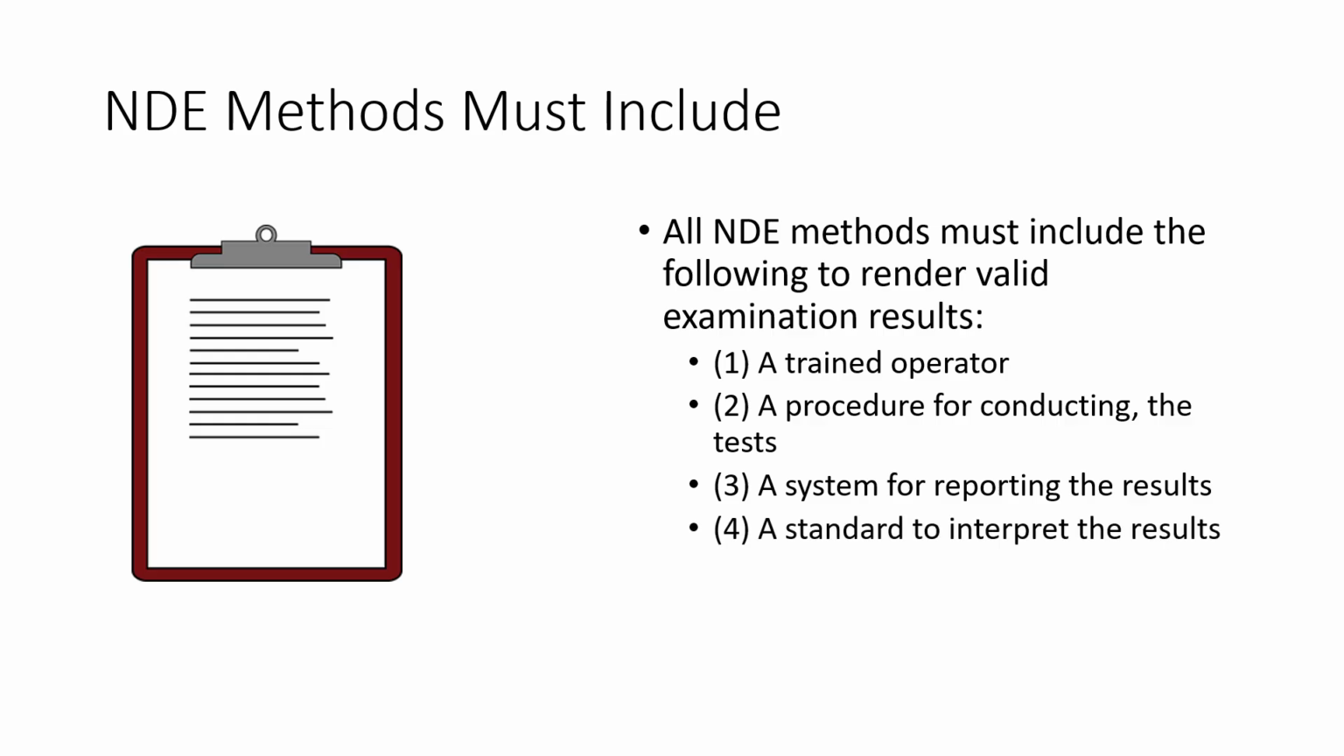We also need a standard for interpretation of the results. All right, we've got a procedure for conducting the test, but what's the standard that we're going to use to interpret the results? That's one thing we need to understand. Okay, which flaws are rejectable? Which discontinuities are flaws and thus rejectable and unusable? And which ones are acceptable? We need to have some kind of standard for acceptance criteria.